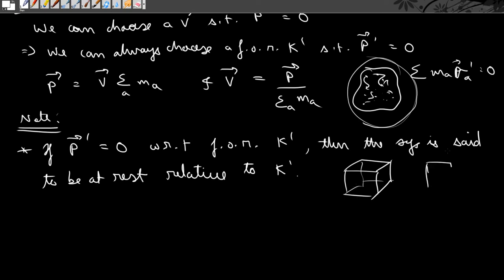But if you consider a box containing gas wherein the entire box is moving with some velocity v, then its total momentum will not be 0, because every particle inside the box will have a momentum component in the direction of v. So it will not get cancelled, and therefore the total momentum will not be 0.